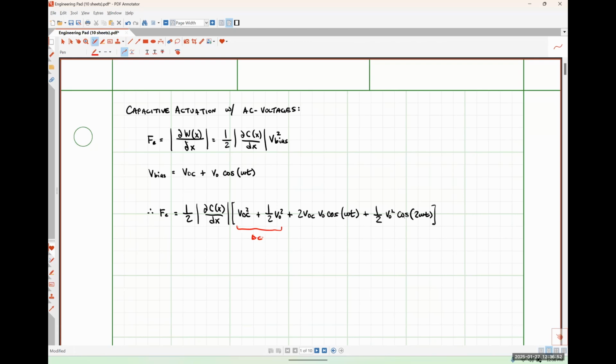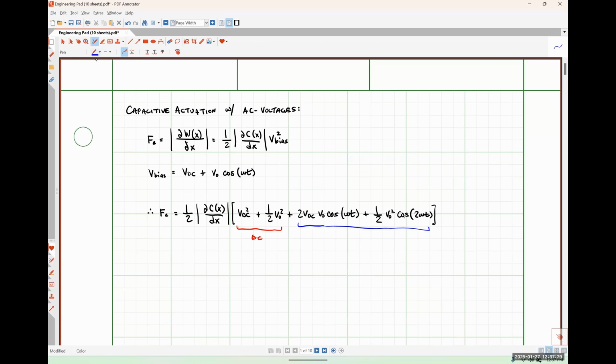Then we have two different AC components, and we're going to talk about how they can be used specifically. One portion of the force is being generated at the electrical excitation frequency. That's the omega term. And then we have another term, the 1/2 V naught squared cosine twice omega t. That force is being generated at twice our electrical excitation frequency.